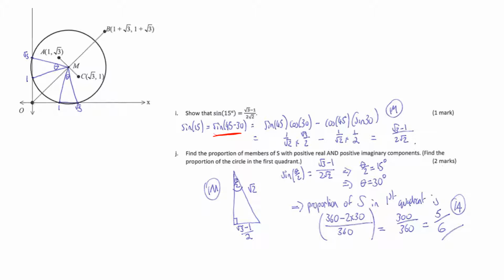But you get to that expression through an appropriate use of the compound rule. Okay, now what's the point of that in the context of this question? Well, here it is. Find the proportion of members of S with positive real and positive imaginary components. In other words, find the proportion of the circle in the first quadrant. Now, if you look at the picture, it looks like quite a vast majority of it lies in the first quadrant, but this is the way to do it.